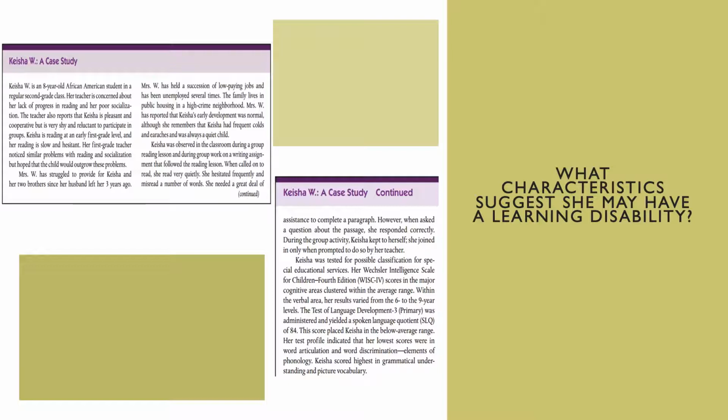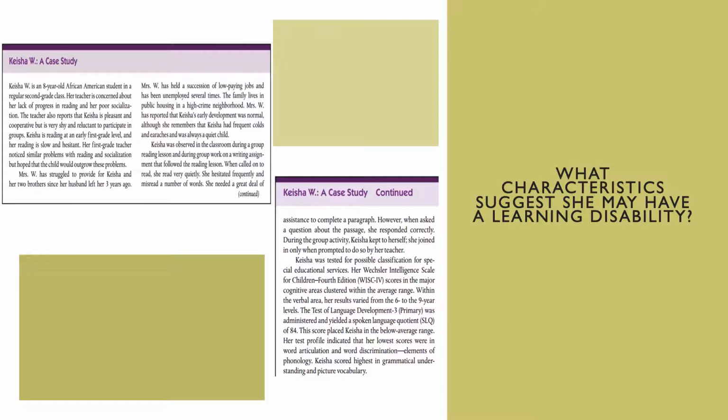Keisha was observed in the classroom during a group reading lesson and during group work on a writing assignment that followed the reading lesson. When called on to read, she read very quietly. She hesitated frequently and misread a number of words. She needed a great deal of assistance to complete a paragraph. However, when asked a question about the passage, she responded correctly. During the group activity, Keisha kept to herself. She joined in only when prompted to do so by her teacher.